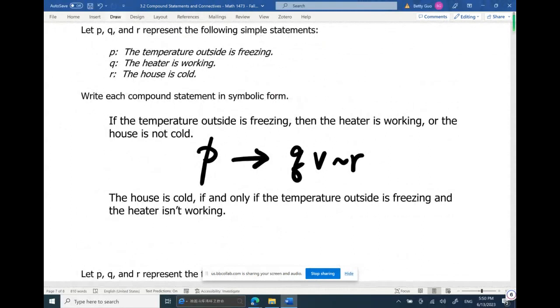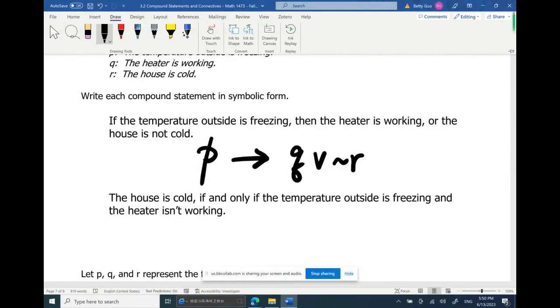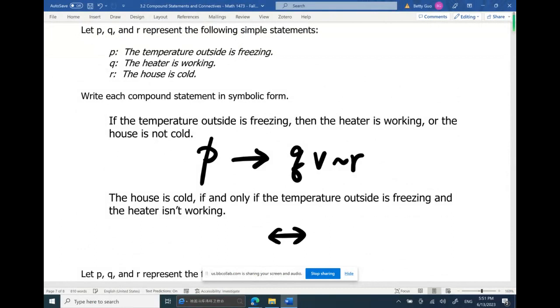So we see a biconditional, right? Biconditional, if and only if. The temperature outside is freezing and, one piece, two pieces. We need the two pieces to make a biconditional. The second piece obviously is a conjunction here, conjunction and. And the first piece, the house is cold, so R. If and only if the temperature outside is freezing and the heater isn't working, so not Q.